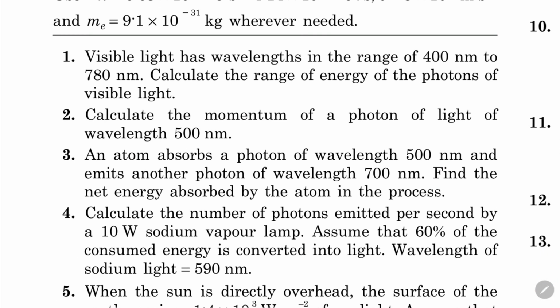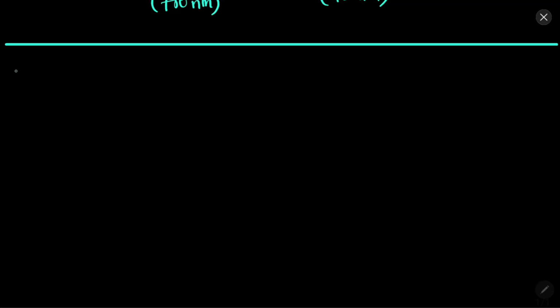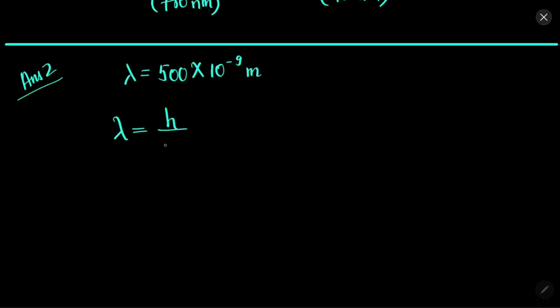In the second question, we need to calculate the momentum of a photon of light of wavelength 500 nanometer. So this is the second question. What do we have? We have the wavelength. Wavelength is 500 nanometer or 500 into 10 to the power minus 9 meters. Now we know that wavelength can be obtained using h over p, where p is the momentum. So momentum can be obtained by h over lambda.